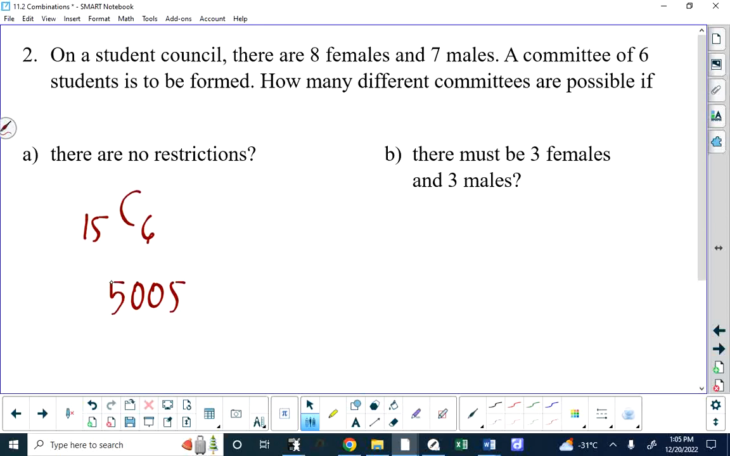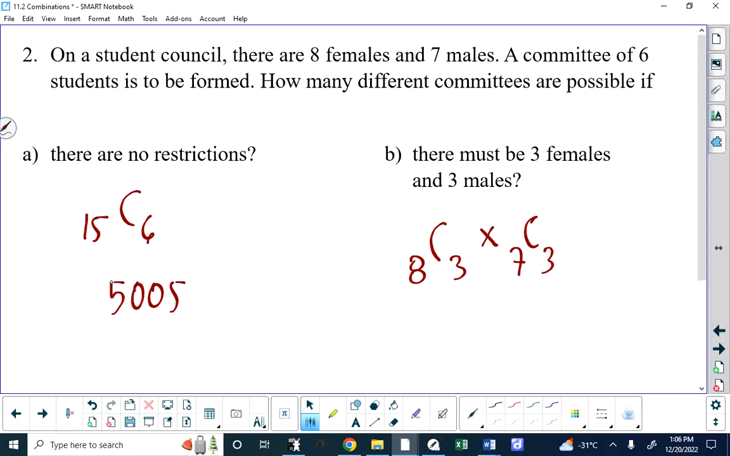It's really simple. It's as simple as Bobby Bear picking a pair of pants and a shirt, except you need to choose 3 females out of 8, and, which means times, out of 7 males, you must choose 3. This is the answer.